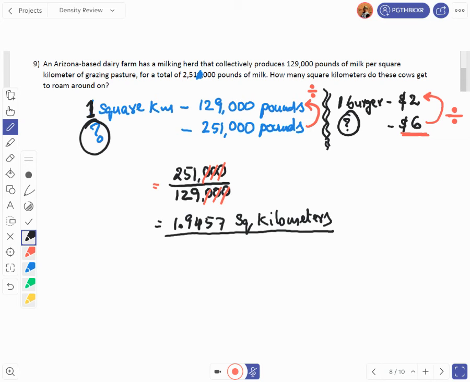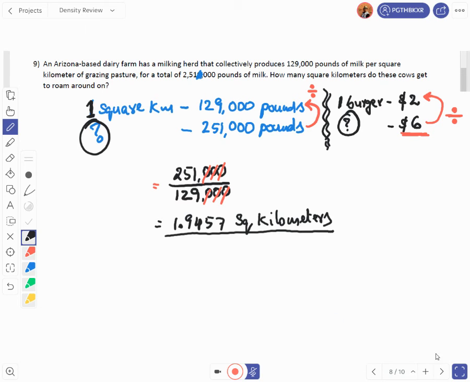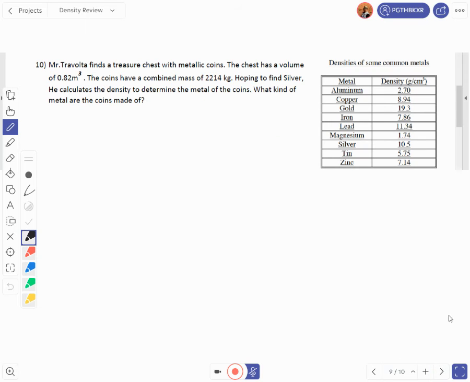Okay, now questions. Back to the whiteboard. Let's go through this really quick. A couple of questions are left. Mr. Travolta, who is a treasure hunter, finds a treasure chest with metallic coins. The chest has a volume. Please notice that the information is given. Volume is given. The coins have a combined mass. Mass is given, volume is given, therefore it's pretty easy for you to compute.